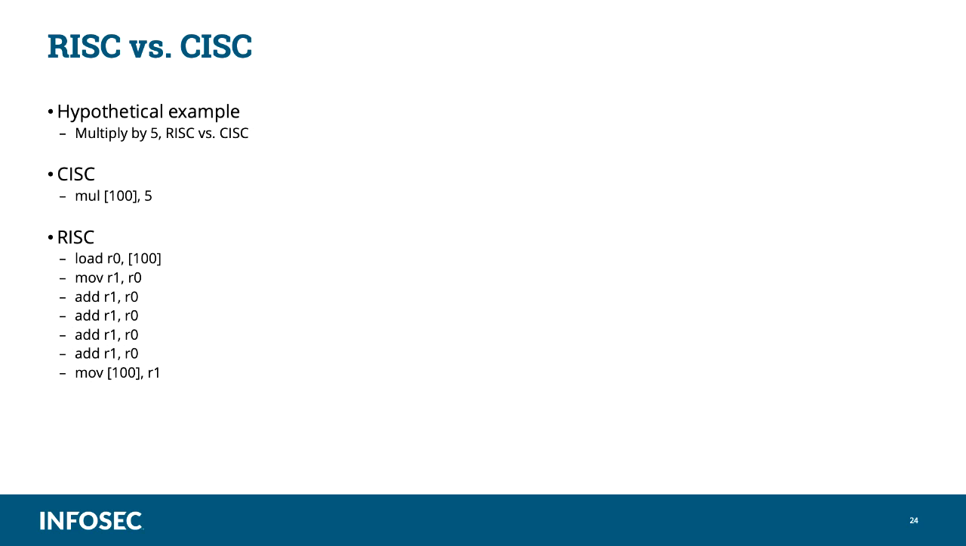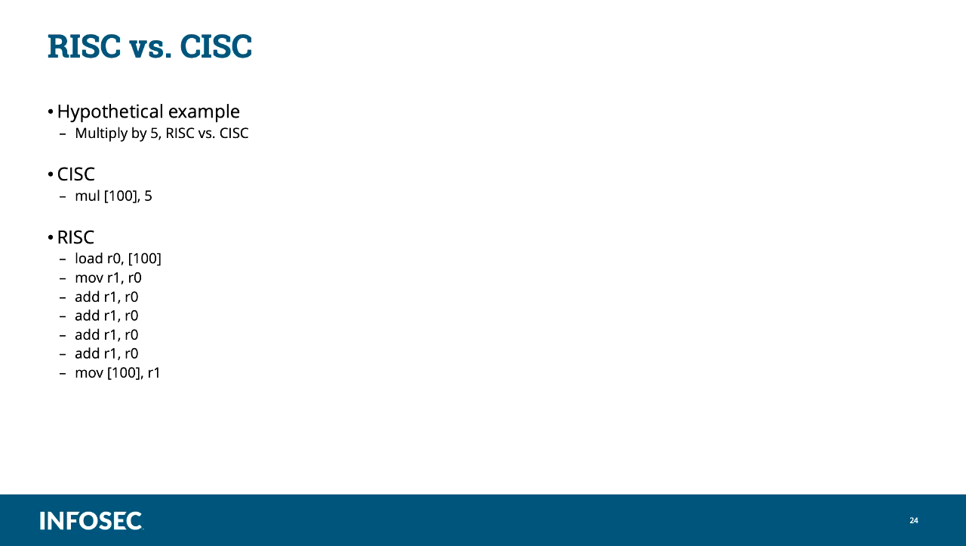So let's take a hypothetical example. I simply want to multiply something by 5. Let's look at a RISC version and a CISC version. In CISC, a complex architecture, I am likely to simply have a multiply instruction. A multiply is a complicated thing, but CISC is a complex instruction architecture, so I probably just have a multiply by 5. Now a RISC architecture, on the other hand, is unlikely to have something so complicated as a multiply instruction.